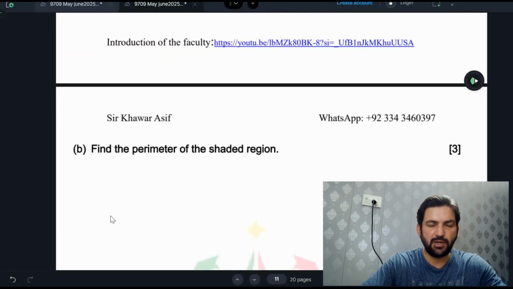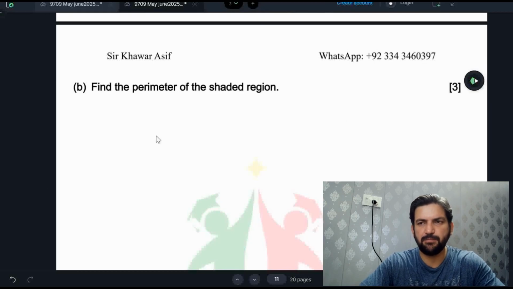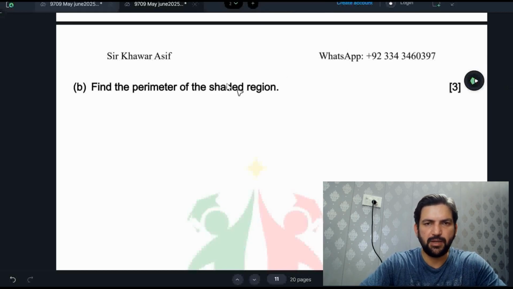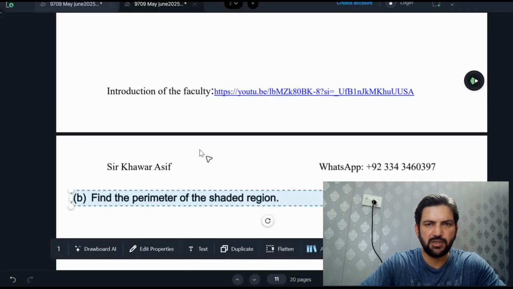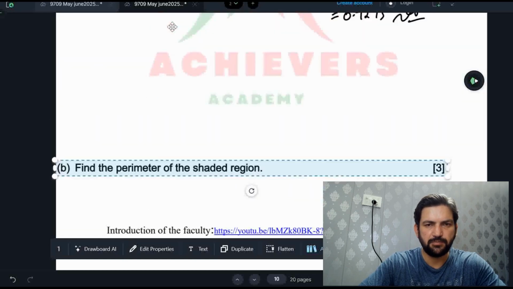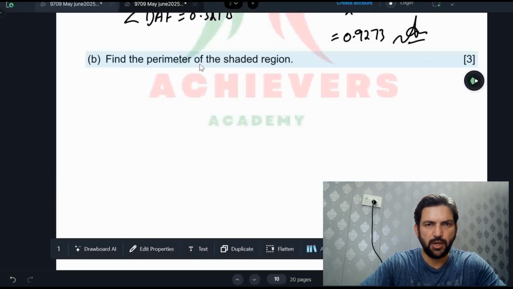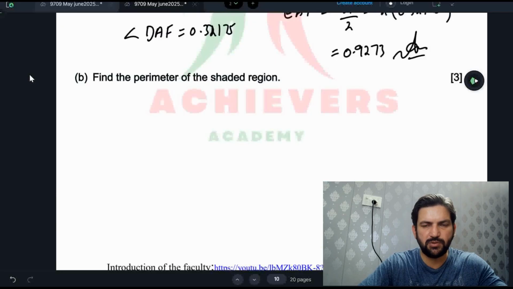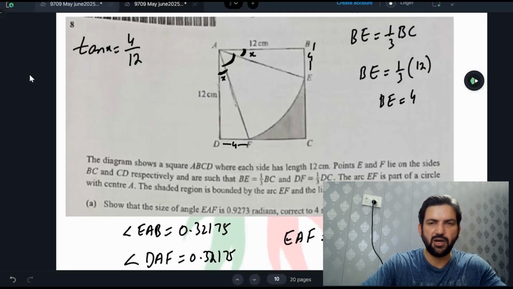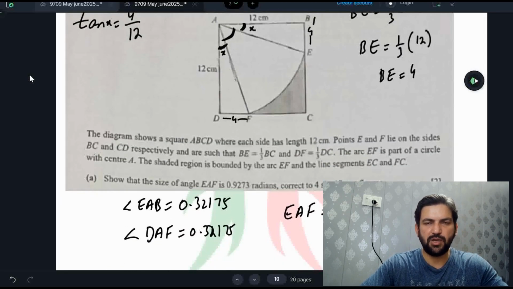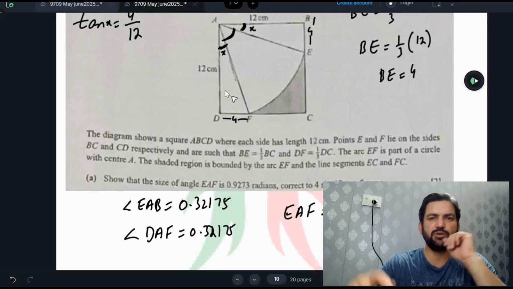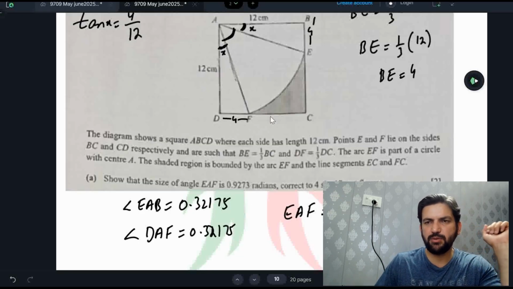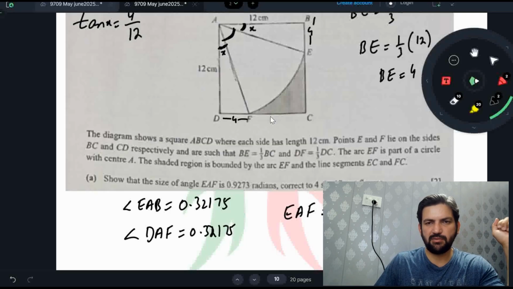Let's move on. Find the perimeter of the shaded region. Okay, how can we find the perimeter of the shaded region? So we need the arc length, and the second thing is that we know this length will be 8.